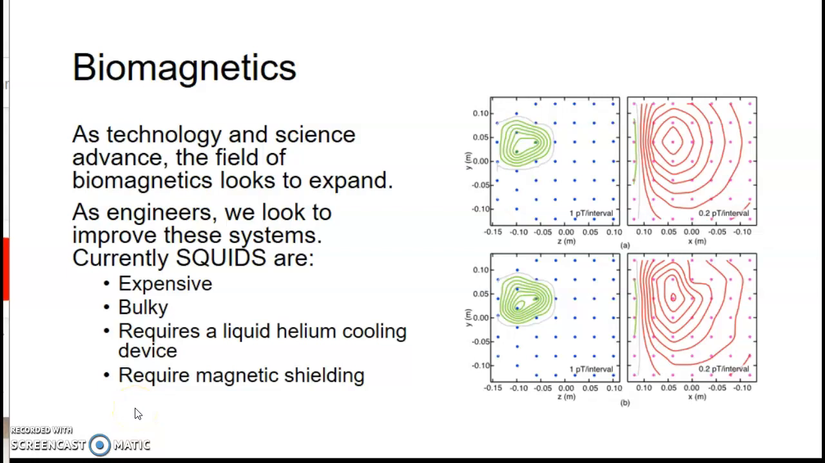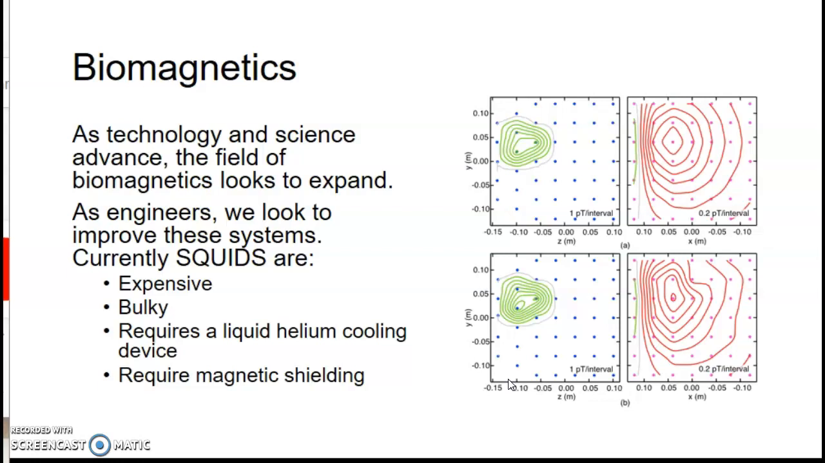So as the technology and science advance, the field of biomagnetics looks to expand. So us as engineers, we look to improve these systems. So currently, SQUIDs are expensive, bulky, and they require these liquid helium cooling devices called dewars to operate. And like I said, they require magnetic shielding, one or two insulation layers, because of the sensitivity of the magnetic fields.